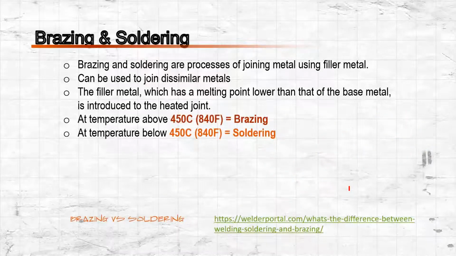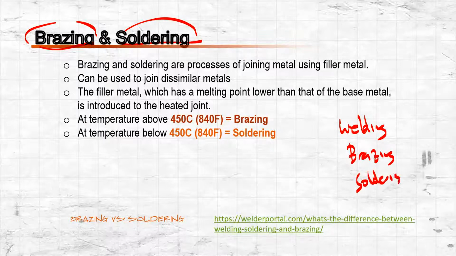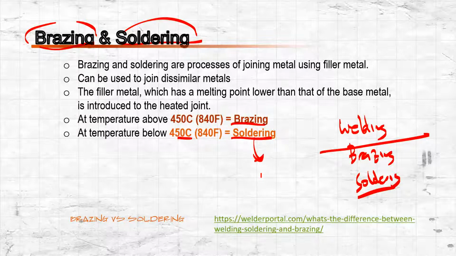Okay, so last, no, I think this is not yet the last. This is second to the last joining process. We have brazing and we have soldering, and basically the difference between welding, brazing, and soldering is in terms of temperature. So right here, if we have a temperature above 450 degrees C, that's what we call brazing, and below 450 degrees C is called soldering, which is typical in the electronic industries. And there is an upper limit, I think 1000 plus degrees C for welding.